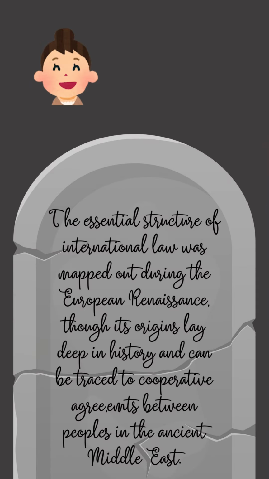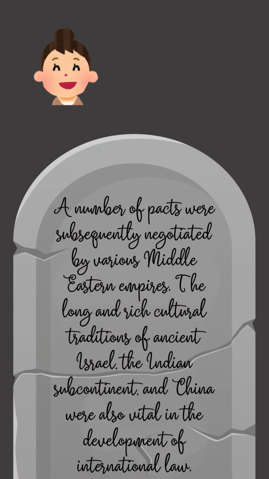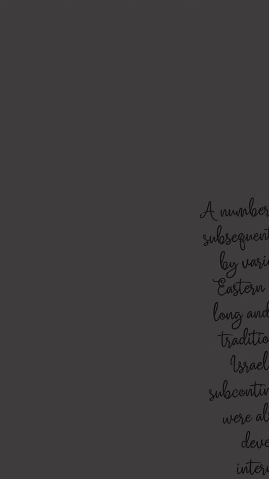The essential structure of international law was mapped out during the European Renaissance, though its origins lay deep in history and can be traced to cooperative agreements between peoples in the ancient Middle East. A number of pacts were subsequently negotiated by various Middle Eastern empires. The long and rich cultural traditions of ancient Israel, the Indian subcontinent, and China were also vital in the development of international law.